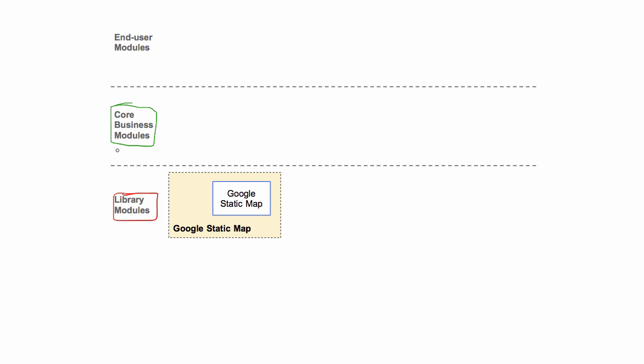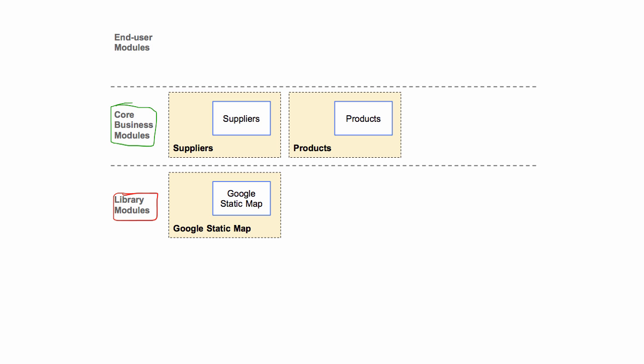This layer contains modules with functionality that is highly reusable and business agnostic. An example of this is the Google Static Map module that we got from the Forge and that we used in the previous lesson. Moving on to the middle layer, this is the core business modules layer, and this layer contains functionality that is business related and is reused by other modules. In our example, both the suppliers module and the products module are core business modules.